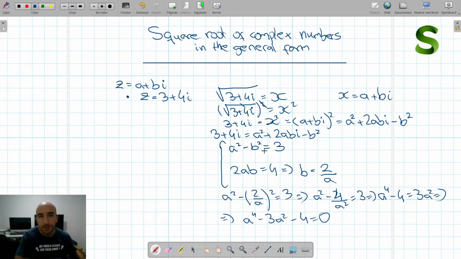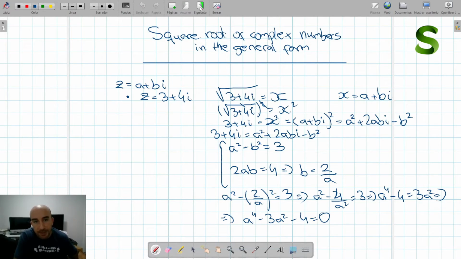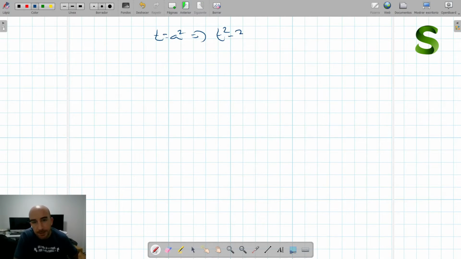We know how to solve those things. We're going to do the following substitution. We're going to call t equals a squared. So if we say that t equals a squared, that previous equation, which was a to the power of 4, so that's t squared, minus 3a squared, so minus 3t minus 4 equals 0. Okay, this is a quadratic, this is easy, so t equals 3 plus minus the square root of 9 minus 4 multiplied by minus 4, all divided by 2.